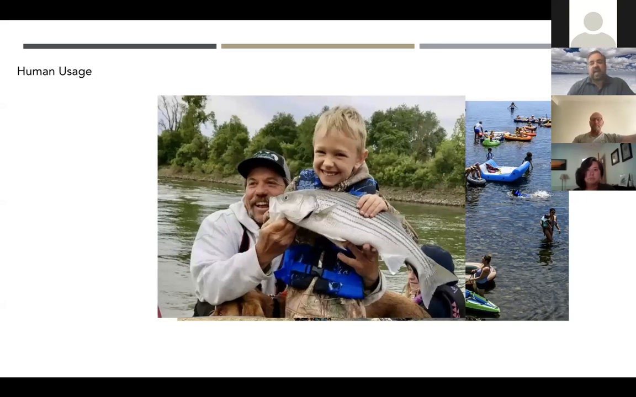Definitely striped bass should be fished out as much as possible since that's a non-native fish, so that's great that the little kid caught it. Just keep catching them.